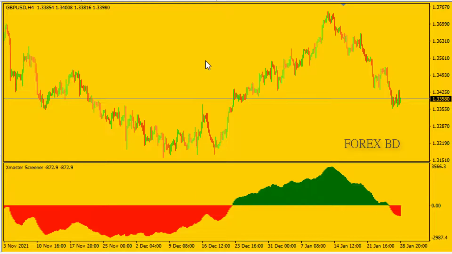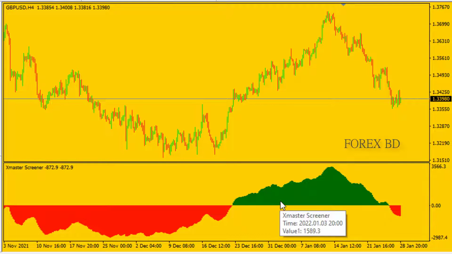Below this indicator, you can see the color part. The green histogram is being created at the top and the red histogram is being created at the bottom. Now many may ask question, what is this? Or many may have understood. But I am saying to you, by this you will easily understand the trend. So those who are still confused, don't worry, I am sharing this.